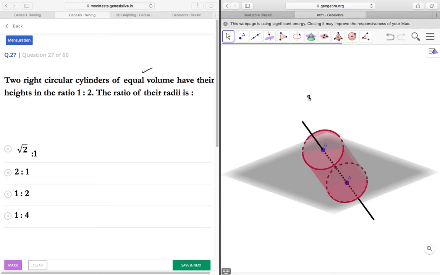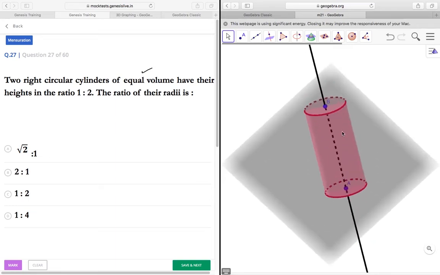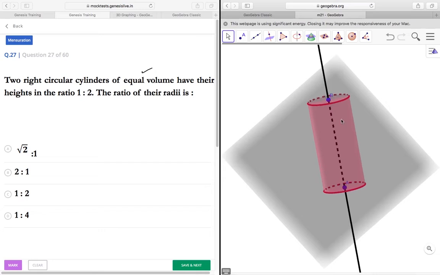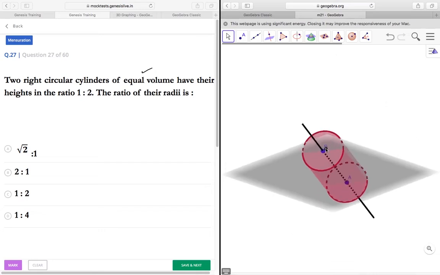So the volume formula: what is the volume of any cylinder? It is nothing but the area of the base multiplied by the height. Now how do you define the area of the base? Let's say the radius of the base is r, then the area of the base becomes pi r square, multiplied by the height. This gives you the volume of a cylinder. All right, now let me take the first one as pi r1 square and h1, that is volume 1, which is equal to the second cylinder that we are talking about, pi r2 square and h2.